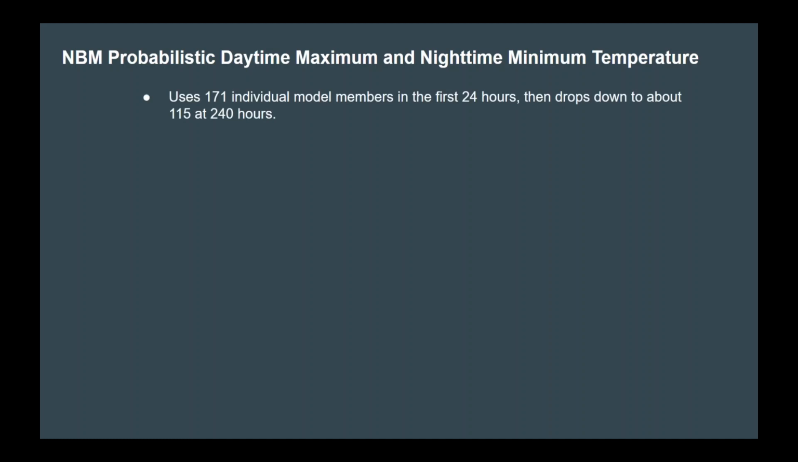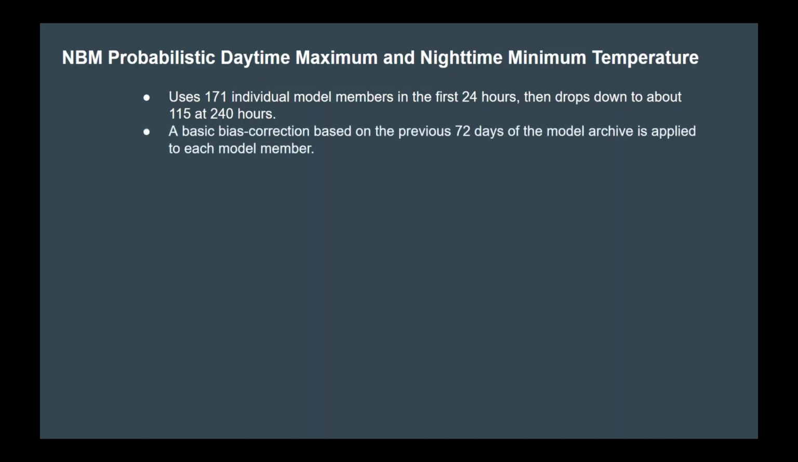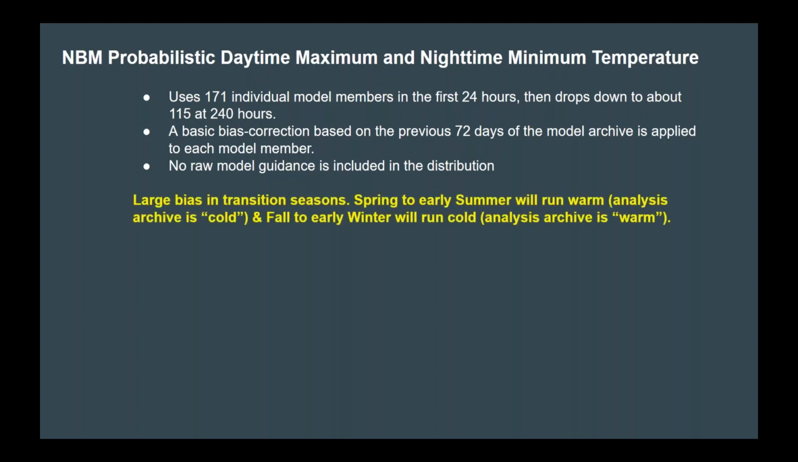data. So the MBM probabilistic data uses 171 model members in the first 24 hours, and then gradually drops as you get out to day 10. It has a bias correction for the past 72 days for each model member. There is no raw model guidance included for the probabilistic distribution.